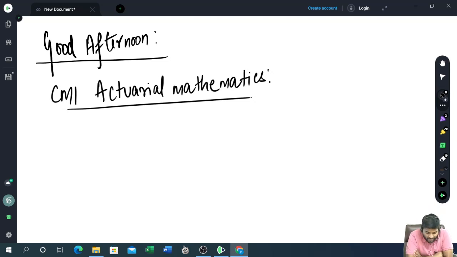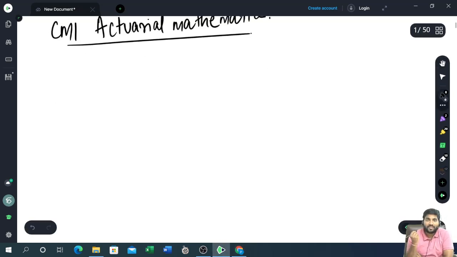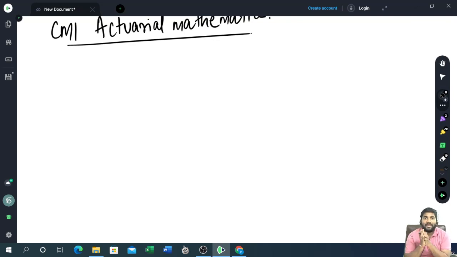Today is our first class of CM1 Actuarial Mathematics, and talking about the subject, first I would like to tell you something about myself. I am Praveen Patwari and I have been teaching the subjects of CM1 for the last 5 years. I have cleared 12 actuarial examinations and I am a qualified chartered accountant as well.